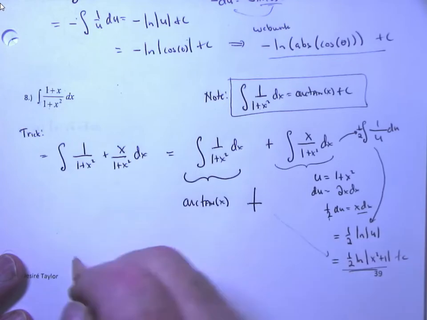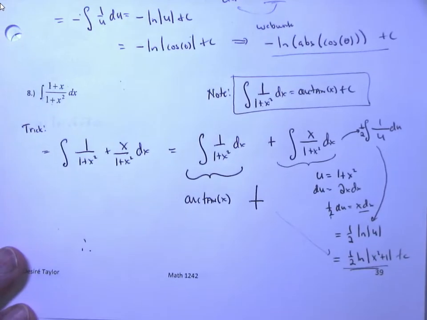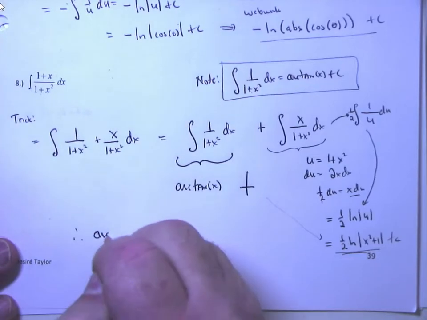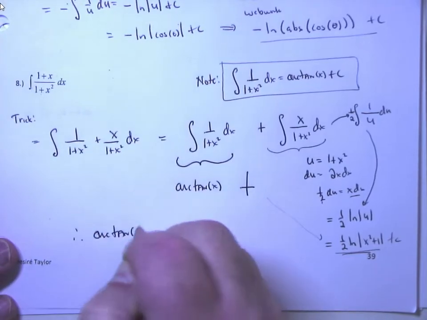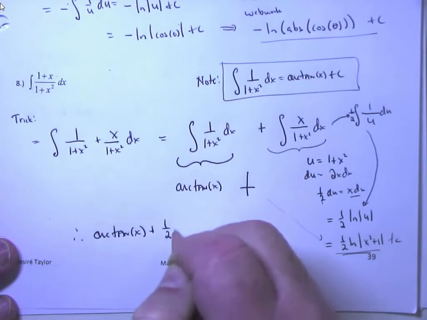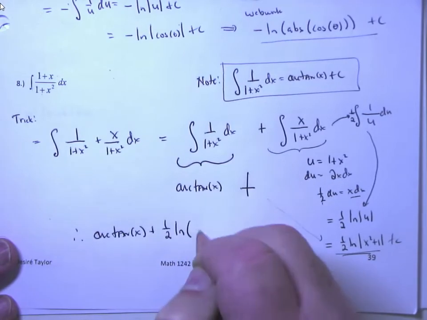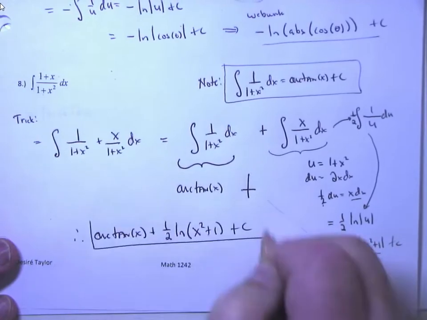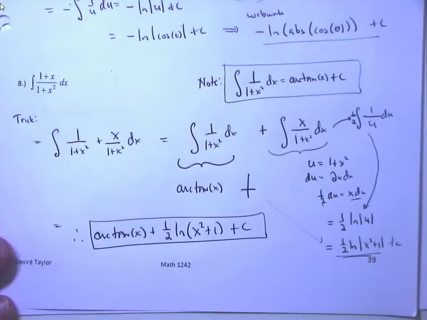So therefore, 3 dots in a triangle fashion means therefore, your answer is this. The arc tangent of x plus 1/2 the natural log parentheses of x squared plus 1 plus c. That's what it's equal to.